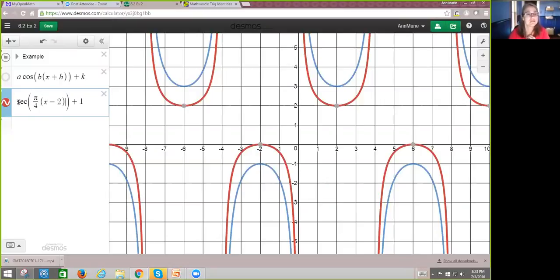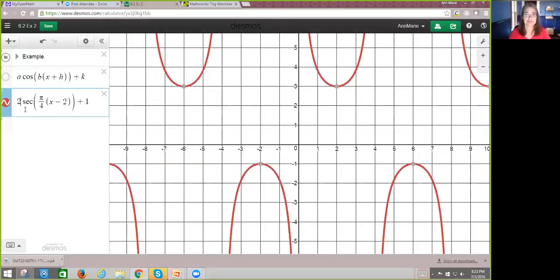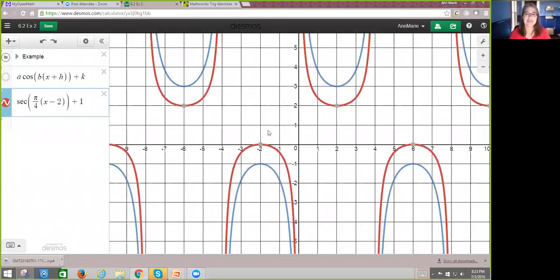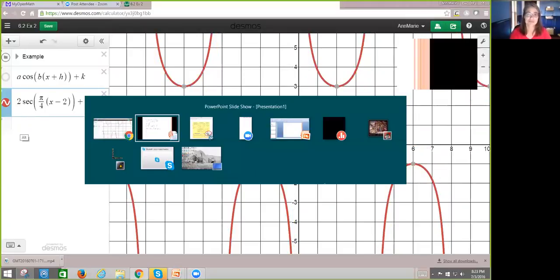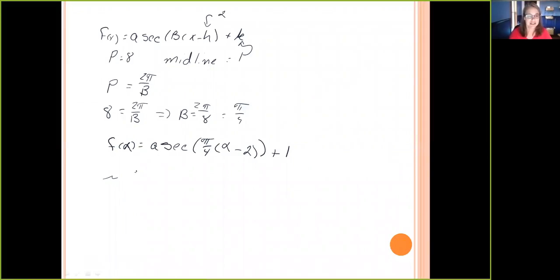Let's see. Sure enough. So when I figure my amplitude, if I go from peak to valley, my multiplier is half of that amplitude. Okay? So my function is described by the equation 2 secant (pi over 4 times (alpha minus 2)) plus 1.